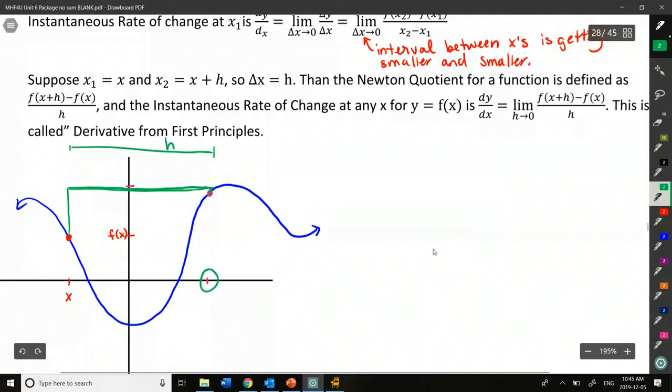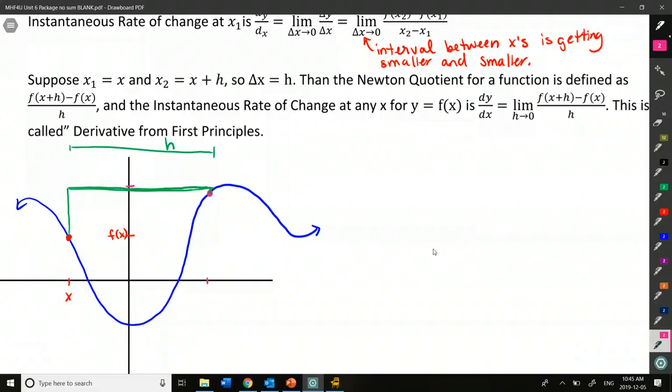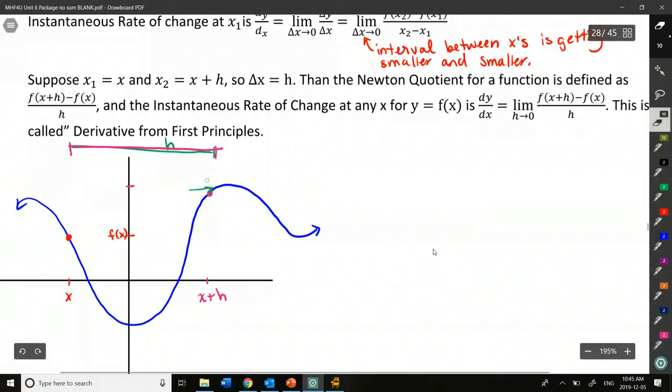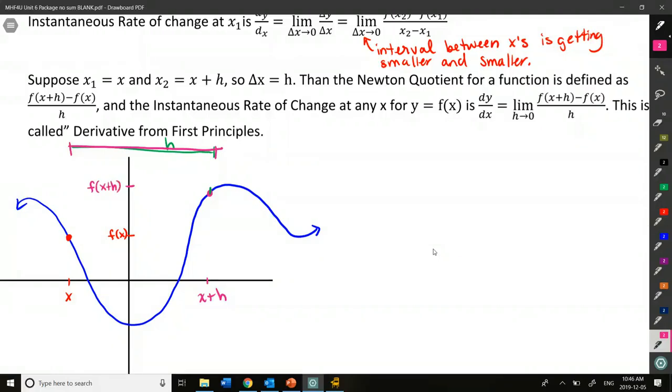So if these 2 points are h units apart, what is this point? What's the x coordinate if this is x and I'm h units from this point here? Close. H plus x, yeah. X plus this h number of units should give me this point. Agreed? All right. So that must make the y-coordinate of this f at x plus h, right? Just the function evaluated at this x value.